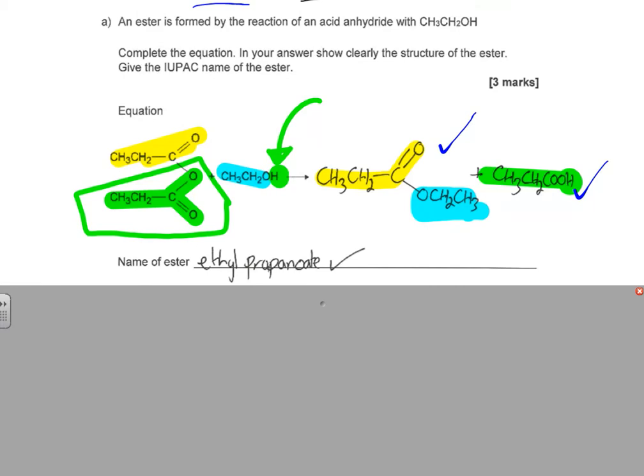Why is it ethyl propanoate? Well, this group here at this end of the ester is the ethyl group. And as we saw on the previous page, the carboxylic acid portion, or the bit derived from a carboxylic acid or its derivative, 3 carbons there, so of course that would be propanoate.